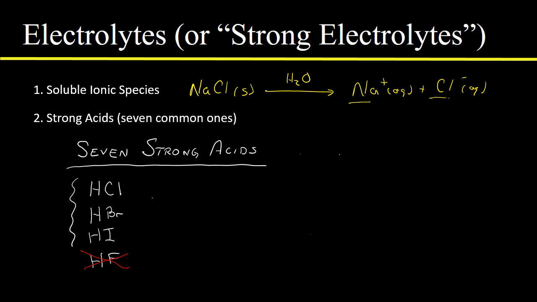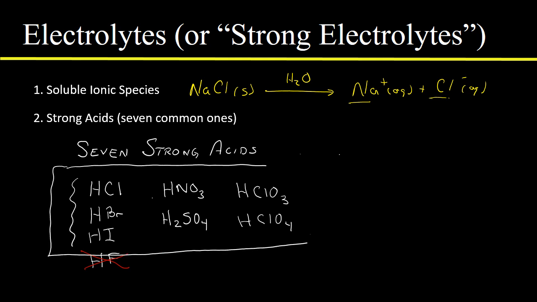The next 2 are 2 that are very common. You've definitely heard of these, and so it's easy to remember that they are strong acids. And that's nitric acid and sulfuric acid. And then 2 more that you probably would not have guessed, and that is chloric acid and perchloric acid. All right, so you should know that list.